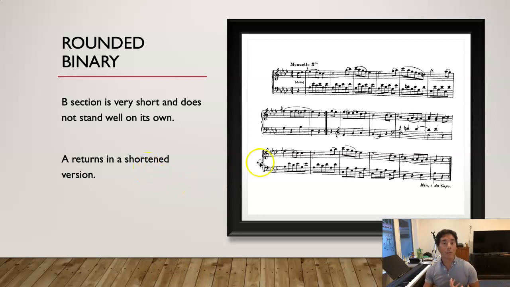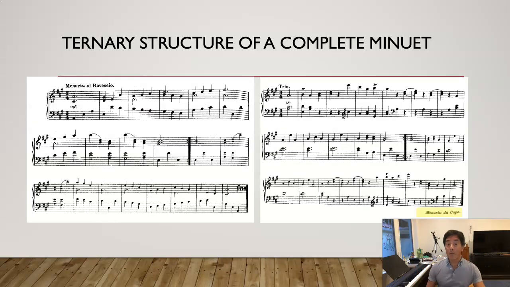And I think the most difficult forms to distinguish are rounded binary versus ternary. But take a look at the B section and then see if, when the A comes back, it's complete or not. Those are really the two biggest clues, whether it's rounded binary or ternary. Okay, to wrap up this video, I'd like you to see an entire minuet and see that, in fact, the minuet itself is in a ternary form. So here is a complete minuet.